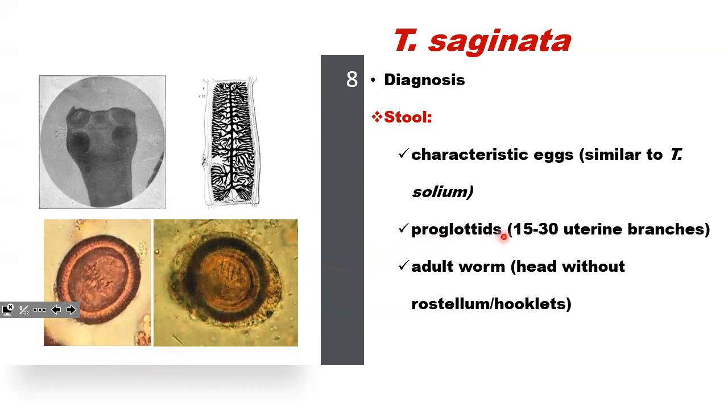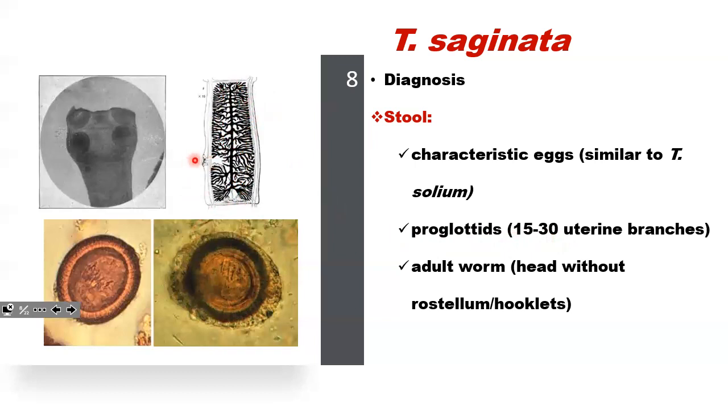I said the proglottids may also help in making a diagnosis. With Taenia saginata, the proglottids have what we call uterine branches. These black lines from the main vertical lines are the branches. So these are the branches. These are the uterine branches. This is the genital pore.